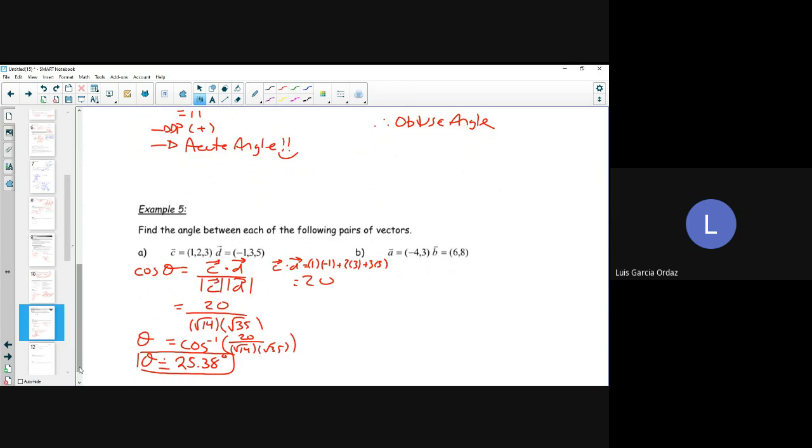Now the next one I want you guys to do on your own, and I want you to tell me what angle is going to be between the two pairs of vectors for 5b. So do 5b on your own and then type your answer in the chat, please.